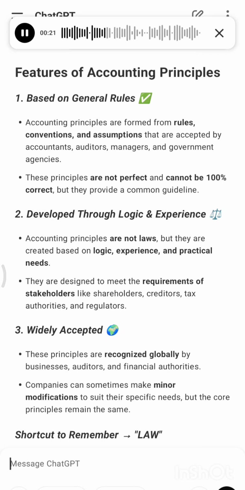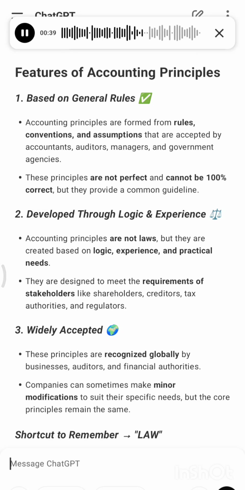2. Developed through logic and experience. Accounting principles are not laws, but they are created based on logic, experience, and practical needs. They are designed to meet the requirements of stakeholders, like shareholders, creditors, tax authorities, and regulators.